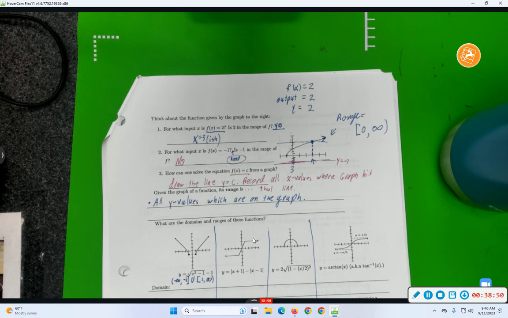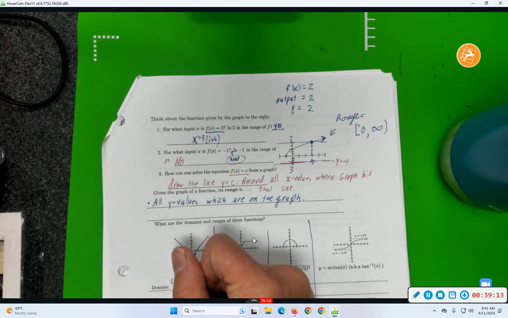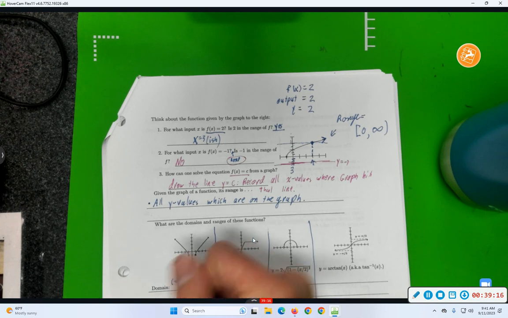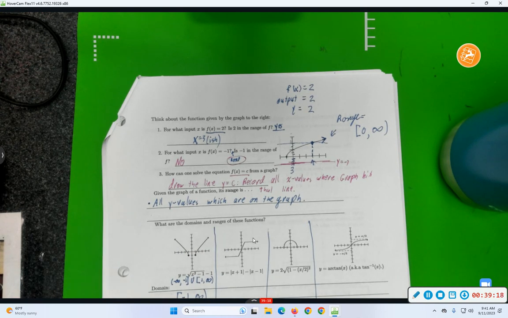People agree? How many people instead said something like all real numbers except those between -1 and 1? Would that also have been correct? Sure, yeah. That's also correct. What about its range? Yeah. Bracket, -1, comma, infinity, parentheses. Cool. Nice. Next one.